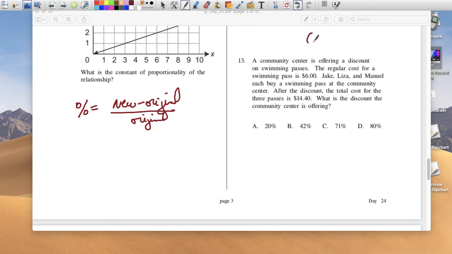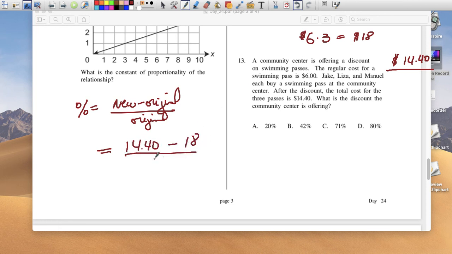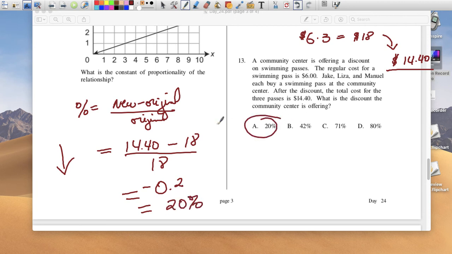If there were three people, and each person pays $6, and you multiply by three, they would pay $18. But the community center said, no, we're going to give you a discount, and your final price is going to be $14.40. So the new price given to them is $14.40. The original price was 18. They were supposed to pay $18, and we can figure out the percent of decrease. So it's 14.40 minus 18, divided by 18, equals 0.2. You can see it's a negative, but don't worry about the negative. It just means it was a decreasing price, and it's obviously a decrease. So 0.2 turned into a percent becomes 20%. And we have our answer.